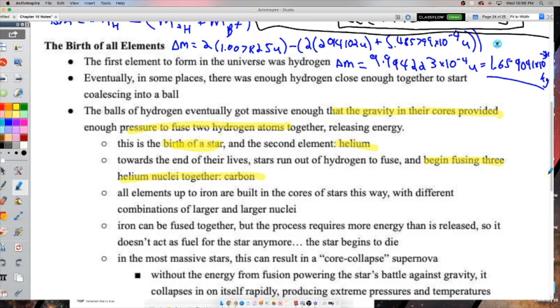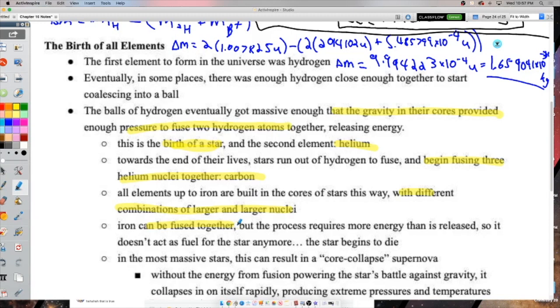And with all these different combinations of larger and larger nuclei, you can cook up all of the elements in the cores of stars until you get to iron. Everything up until iron was cooked in the core of a star over millions of years throughout that stellar evolution. Why up until iron? Well, iron can be fused together, okay? There's nothing special about iron. The thing is, though, you have to put more pressure in.